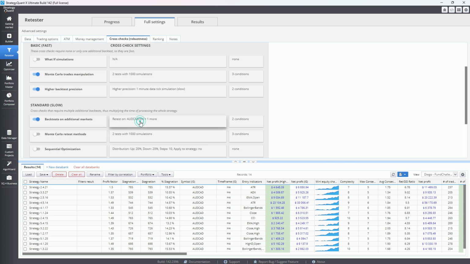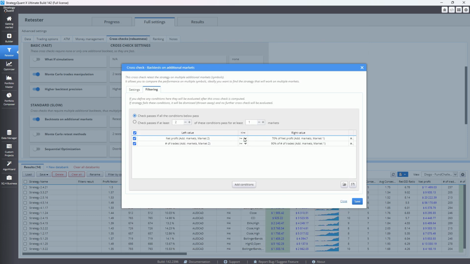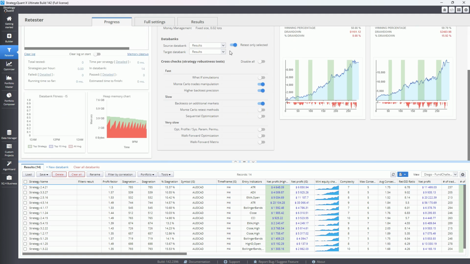Then the additional markets test. As we have 2 providers for the data, one from Dukascopy and one from the proper broker, in this case Darwinex, we choose the same dates, and then the market 2 shouldn't be more than 70% of the net profit of market 1, and the market 2 in number of trades shouldn't be more than 90% of market 1. That's what I think. These are my basic 3 tests, so let's start with that.